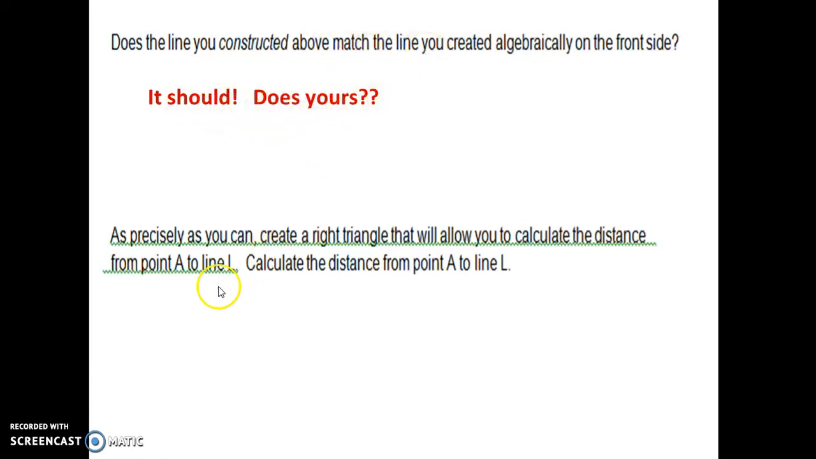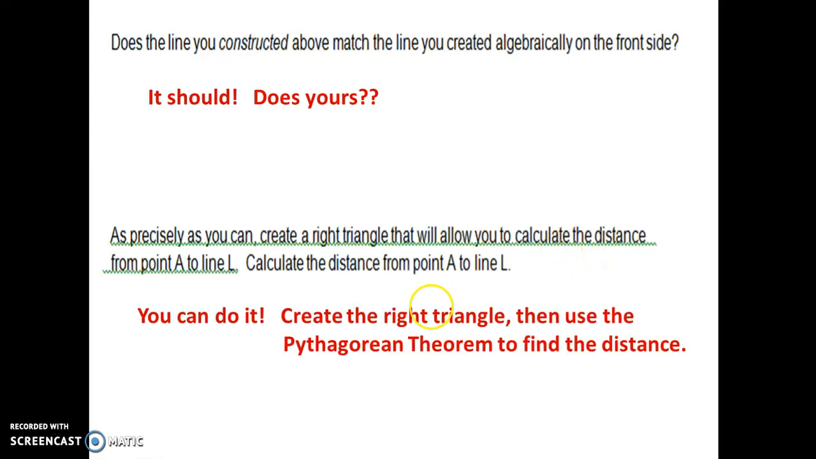Does yours? And as precisely as you can, create a right triangle. So this is the part now where we're actually finding the distance. We've marked the distance, but we haven't calculated it. So create a right triangle that will allow you to calculate the distance from point A to line L. You're going to make a right triangle. Remember the technique: make a right triangle, then use the Pythagorean theorem to find the distance. So figure that out now and let me know if you need some help.